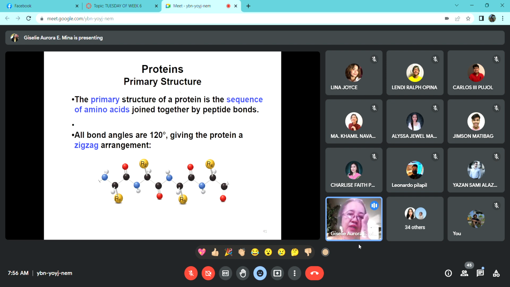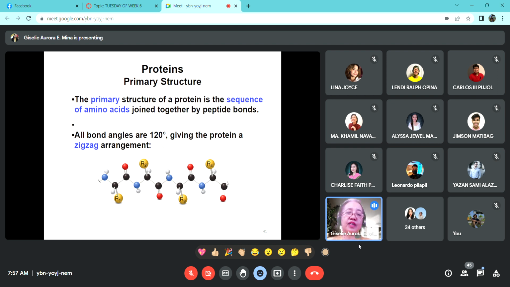Now, what about the protein? The proteins can be described through their structures. And we have the so-called primary structures, secondary structures, tertiary structures, and the quaternary structures of protein. The primary structure of protein is the simplest. This is a simple sequence of amino acids joined together by peptide bonds.